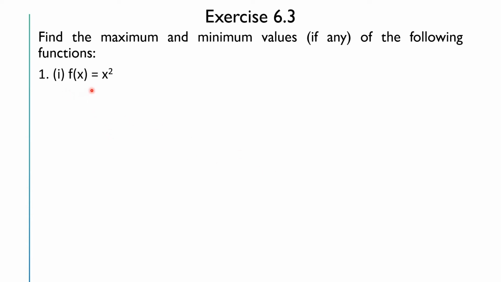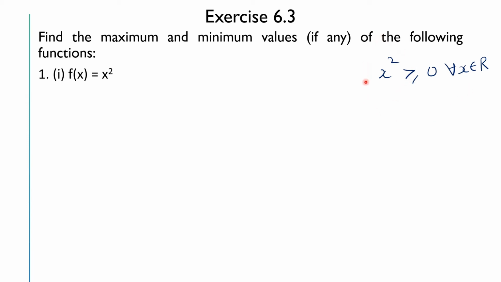So the first one is f(x) equal to x square. Here we know that x square is greater than or equal to 0 for all values of x, which is a real number. x square is greater than or equal to 0 for all x belongs to R. It means the minimum value which x square can take is 0. And beyond that it can take 1, 2, 3 etc., or 0.001, 0.002 etc. All those values it can take.